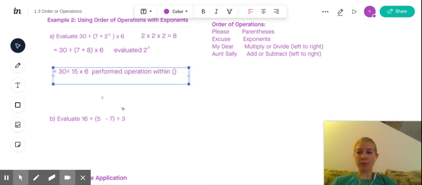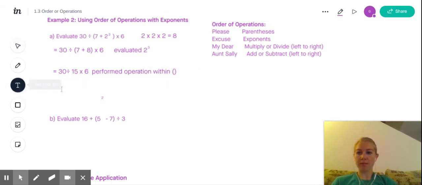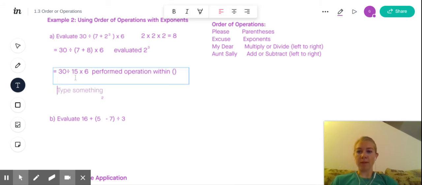Okay, now let's take a look at what we need to do next. So we have 30 divided by 15 times 6. We don't have parentheses, we don't have exponents, so we multiply or divide from left to right. So just like we're reading, first we're going to solve 30 divided by 15. Not 15 times 6, we're working left to right. So 30 divided by 15 is 2. So we're left with 2 times 6.